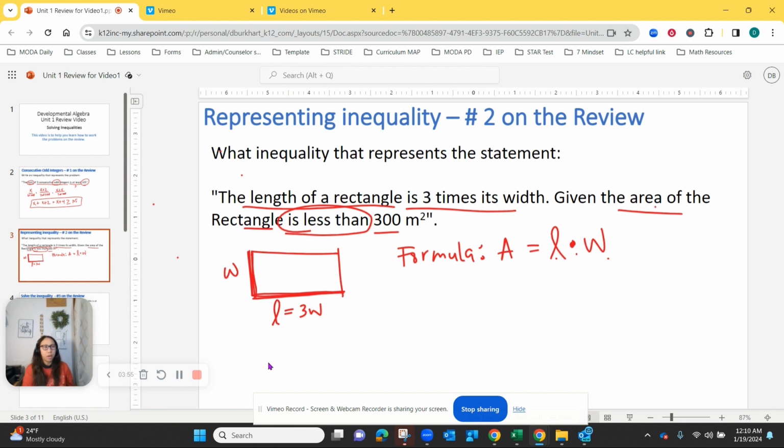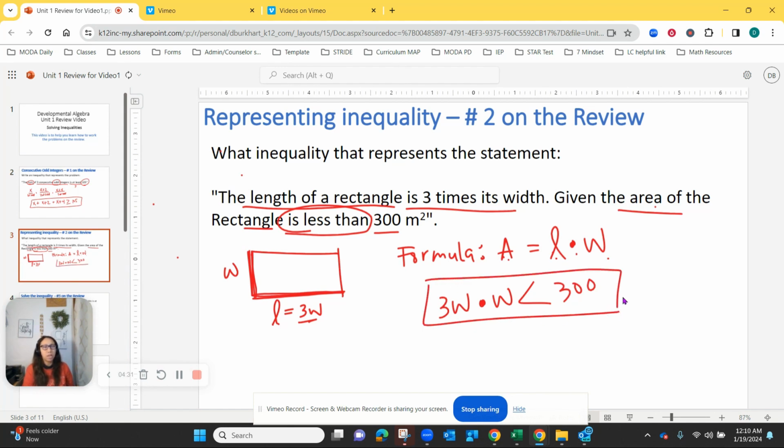Since the statement gives the length as 3 times its width, which is 3W, we're going to replace the length with 3W times the width. If we multiply those two, we get the area. But the area is less than 300. So it's not equal to 300, but smaller than 300. That is our inequality representation for the statement.